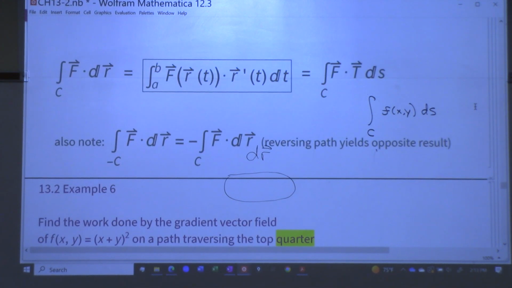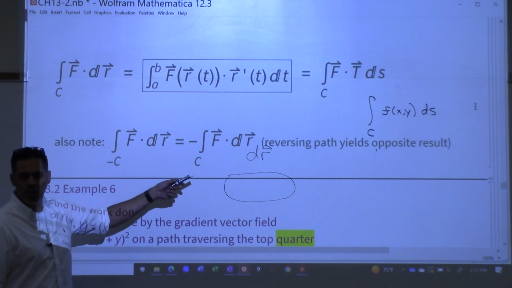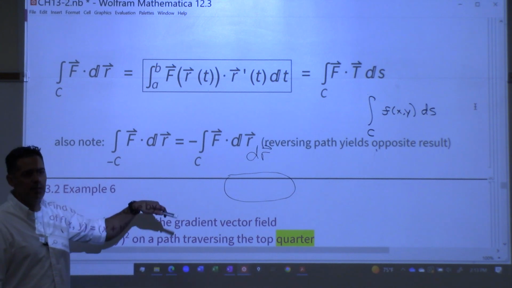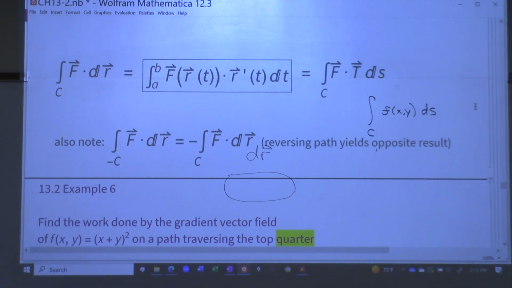All right, one last thing. If you reverse the path, you reverse the value of work. So if you reverse the path, you're going to change the sign of your answer for this particular computation.